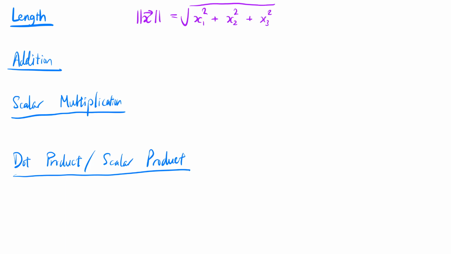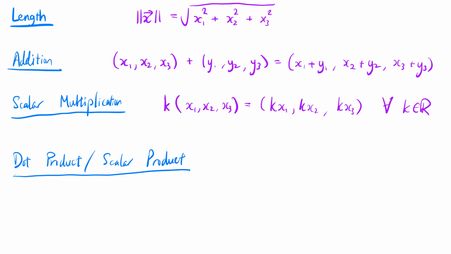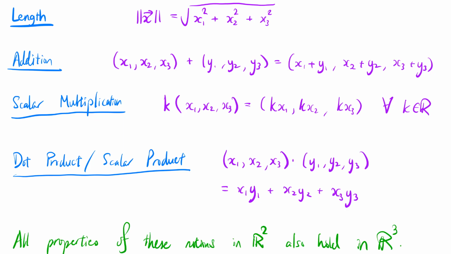The length of a vector x equals the square root of x1 squared plus x2 squared plus x3 squared. The addition of two vectors x1, x2, x3 and y1, y2, y3 equals the vector x1 plus y1, x2 plus y2, x3 plus y3. For any real number k, k times the vector x1, x2, x3 equals the vector k times x1, k times x2, k times x3. The dot product of two vectors x1, x2, x3 and y1, y2, y3 equals x1 times y1 plus x2 times y2 plus x3 times y3. All properties of these notions in R2 also hold in R3.